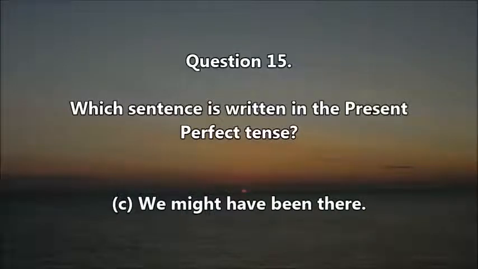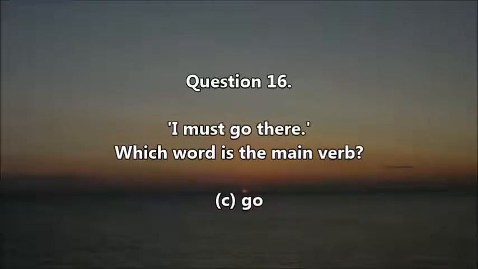Which sentence is written in the present perfect tense? C. We might have been there. And for question 16, I must go there. Which word is the main verb? And that is go.